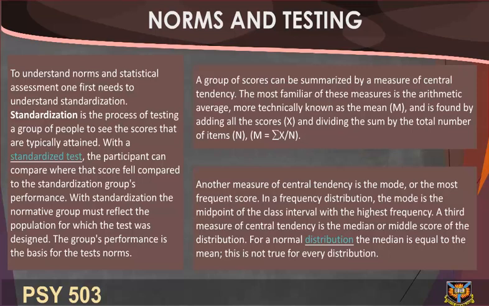Another measure of central tendency is the mode or the most frequent score. In a frequency distribution, the mode is the midpoint of the class interval with the highest frequency. A third measure of central tendency is the median or middle score of the distribution. For a normal distribution, the median is equal to the mean. This is not true for every distribution.